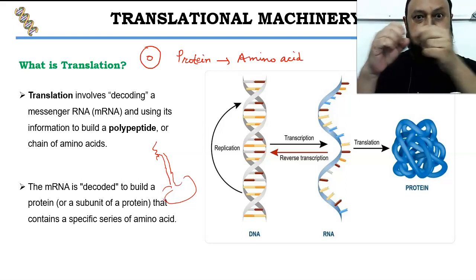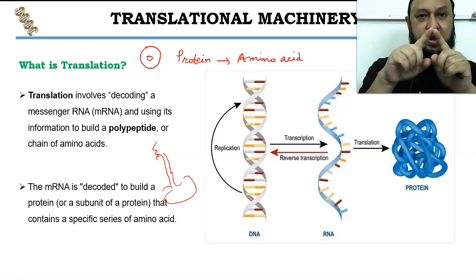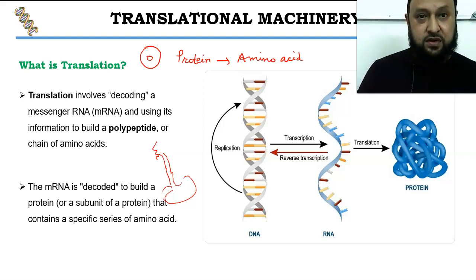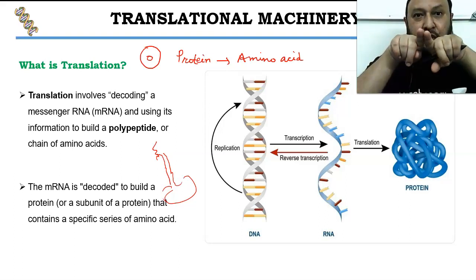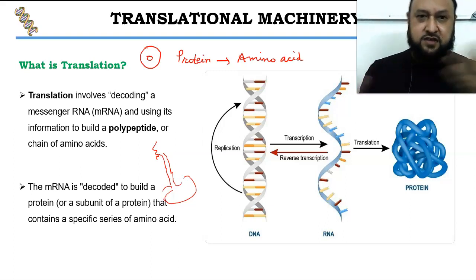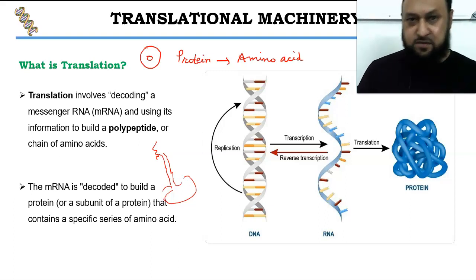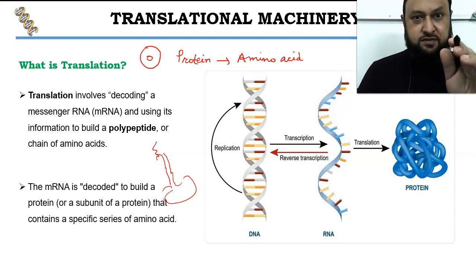Polypeptide chain means a chain that is continuous with an amino acid sequence, joined by peptide bonds, and when polypeptide chains join together side by side, forming a complex structure, it is a protein. Okay. So, now we are going into the main topic, translation. So, you understood? Is there any doubt?